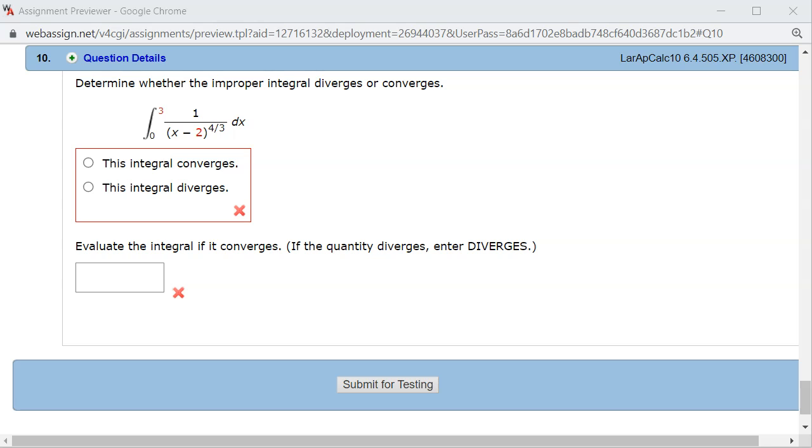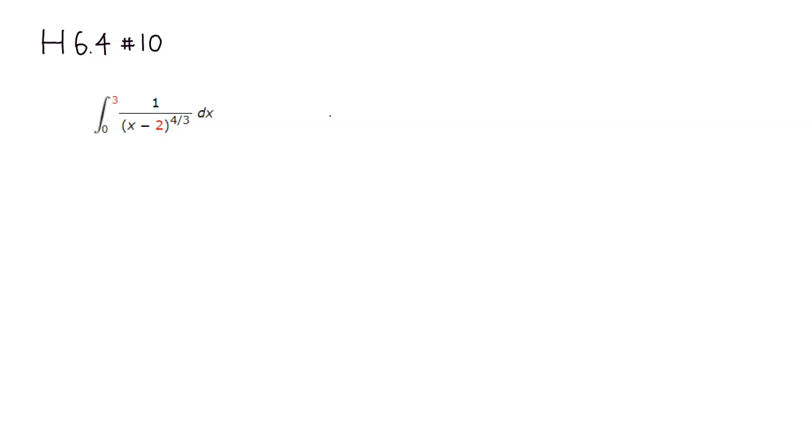All right, let's look at homework 6.4, problem number 10. Let's evaluate this improper integral. First I'm going to use a substitution to make it look simpler. So I'm going to let u be x minus 2.